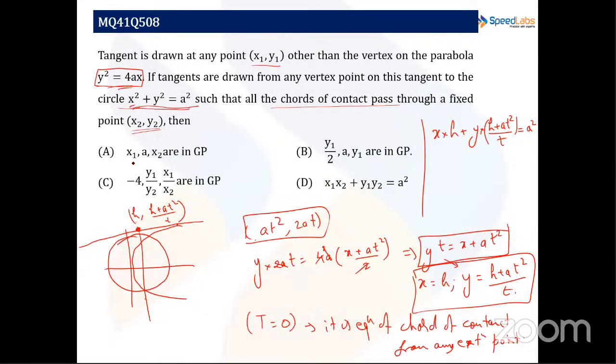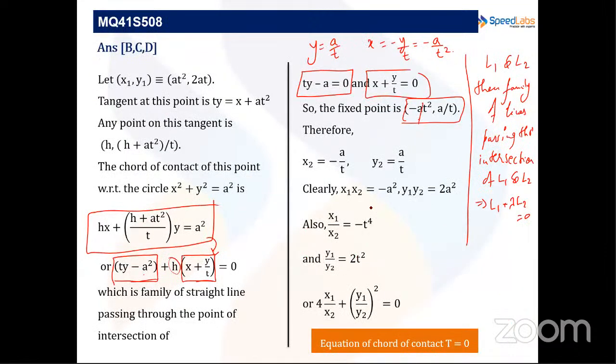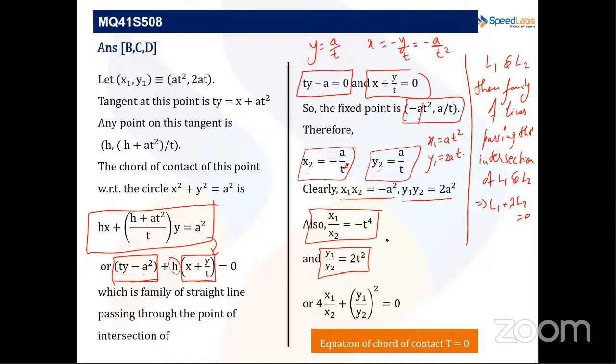Now we need to find the relation between x1, a, x2, or y1/2, a, y2, or −4y1/y2, x1/x2, or x1x2 + y1y2. This is the value of our x2 and y2: x2 is −a/t² and y2 is a/t. Our x1 was at² and y1 was 2at. Multiplying x1 and x2 we get −a², multiplying y1 and y2 we get 2a². On dividing x1 by x2 we get −t⁴, and y1 by y2 we get 2t².